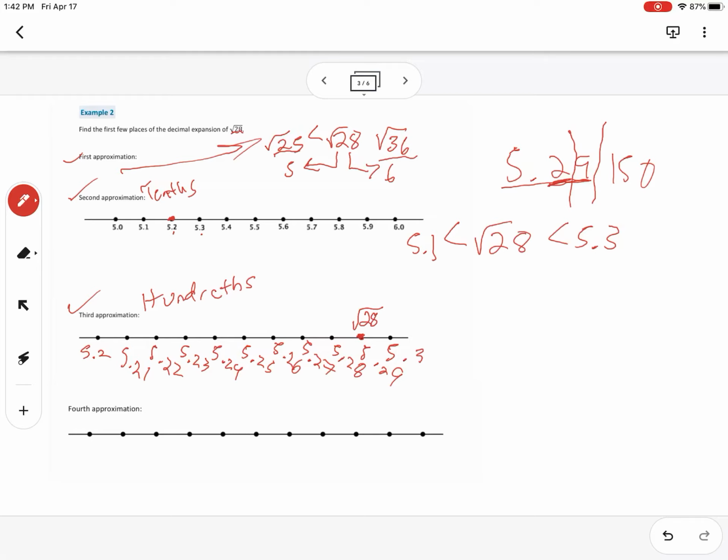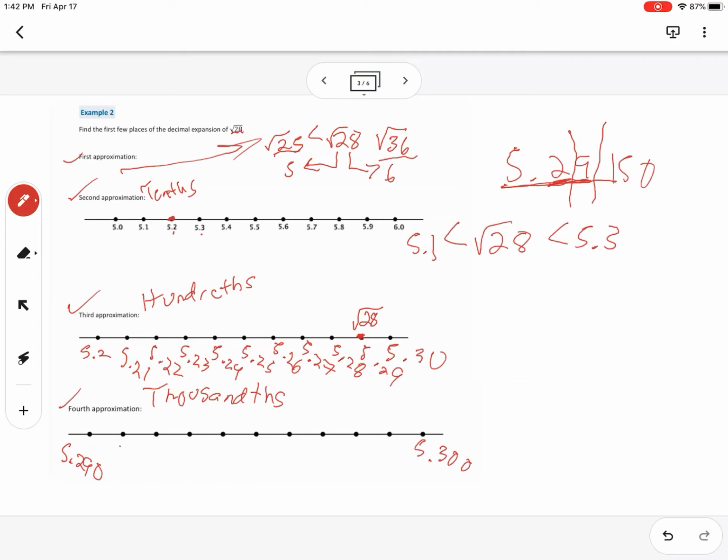For the fourth approximation, we would go out to the thousandths place. All you need to know for that is that each place further we go out, the number's getting more accurate. So I know for this that the number is technically bigger than 5.290, and it is smaller than 5.300. I could add that there. Then I would fill out this number line here.